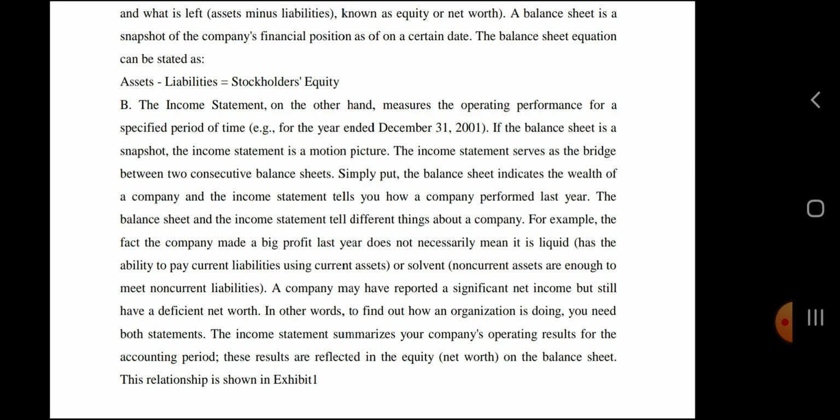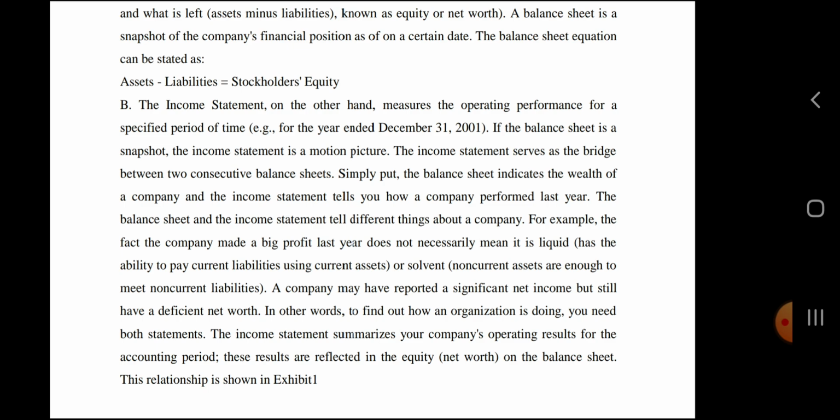The balance sheet and the income statement tell different things about a company. For example, the fact the company made a big profit last year does not necessarily mean it is liquid, that is, has the ability to pay current liabilities using current assets, or solvent, that is, non-current assets are enough to meet non-current liabilities. A company may have reported a significant net income but still have a deficient net worth. In other words, to find out how an organization is doing, you need both statements.